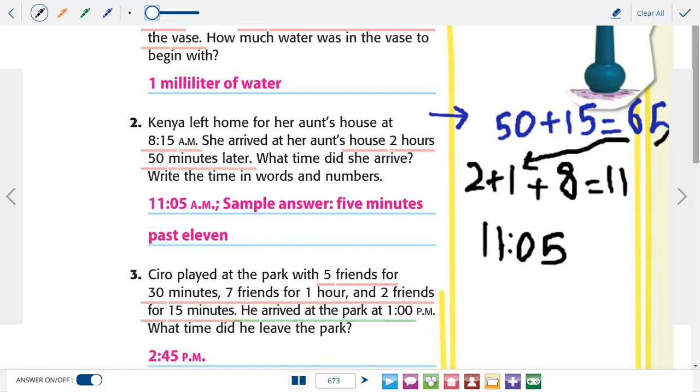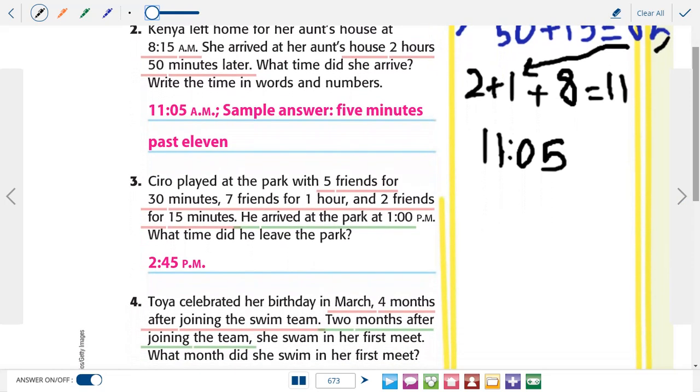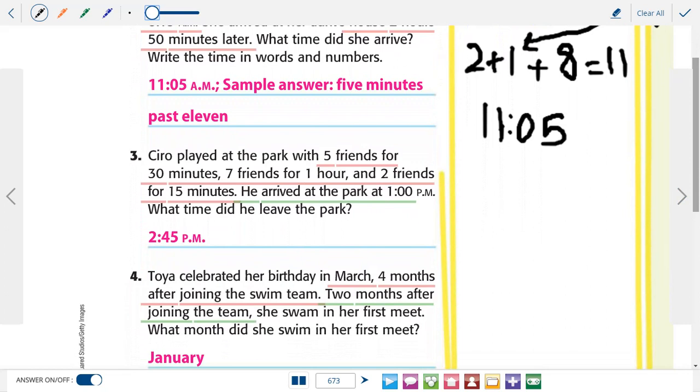Okay, now question 3. Cairo played at the park with 5 friends for 30 minutes, 7 friends for 1 hour, 2 friends for 15 minutes. He arrived at the park at 1 p.m. What time did he leave the park? Start adding each part of the question alone. So it was 1 p.m. 5 friends played 30 minutes. So now it is 1:30. 7 friends played for 1 hour. So now it is 2:30. 2 friends for 15 minutes. Add 15 minutes to 2:30 and the answer will be 2:45.